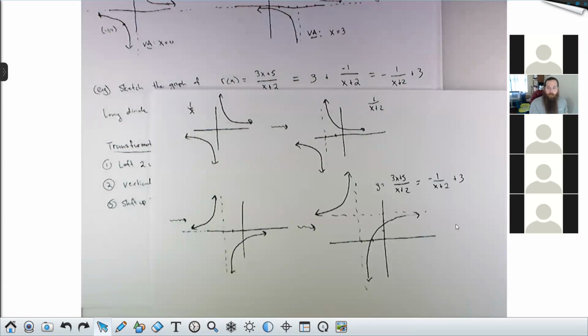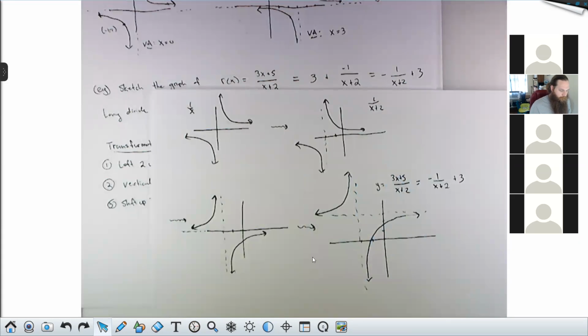You may start to notice some connections between the algebra shape of this thing and the features of the graph. Like this vertical asymptote is showing up where the bottom is 0, at x equals -2. The horizontal asymptote has a connection to the ratio of lead coefficients, 3 over 1. And the intercepts can be calculated the same way you always calculate intercepts, either by plugging in 0 to get your y-intercept, or by setting the whole function equal to 0 to get your x-intercept. We're going to talk about that in just a second.